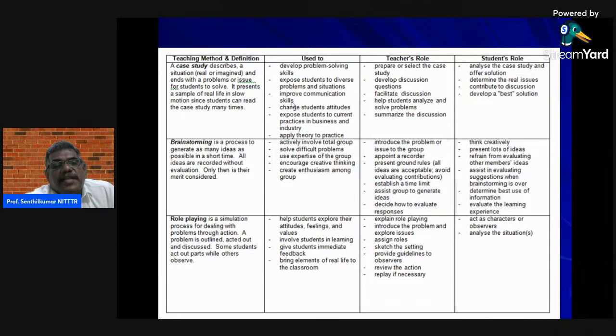Role playing is a simulation process for dealing with problems through action. A problem is outlined, acted out, and discussed. Normally the MBA students use role play, but it can be used at engineering level too. Suppose after completing the course, you are appointed as a junior engineer or assistant engineer. What is your role in the particular company? What are the steps you have to take? That is role playing.